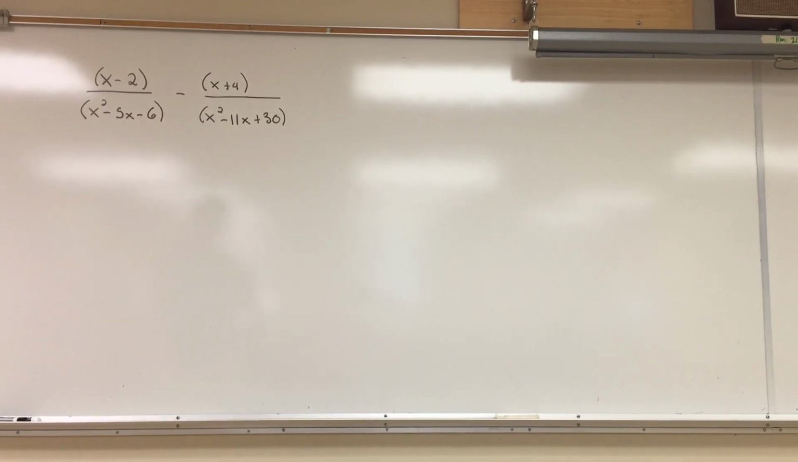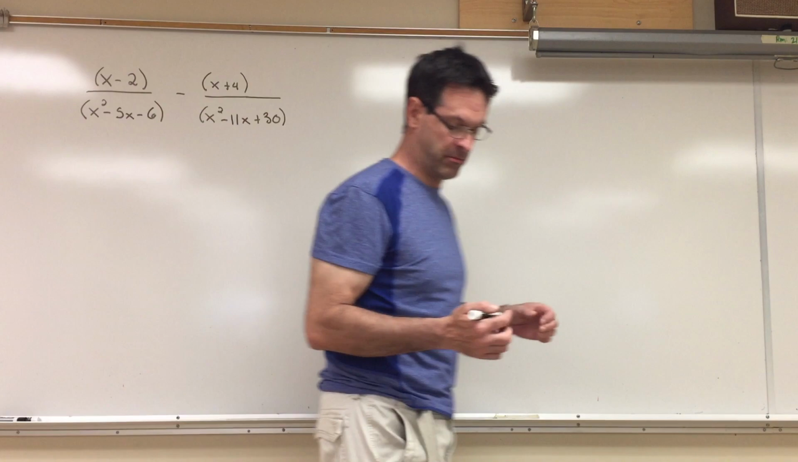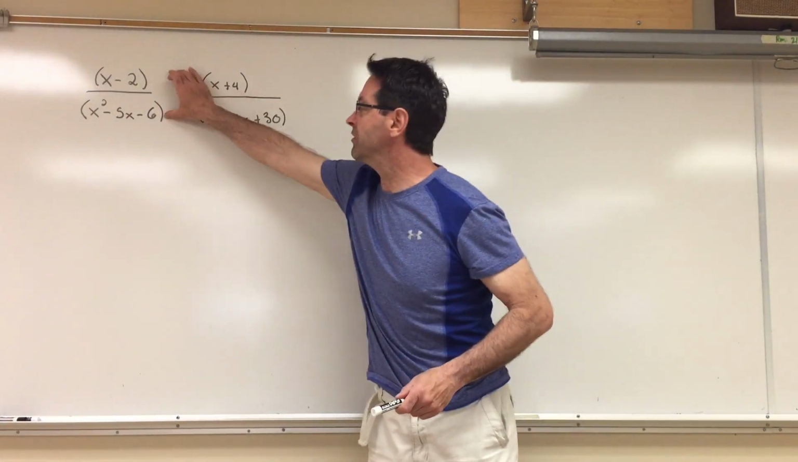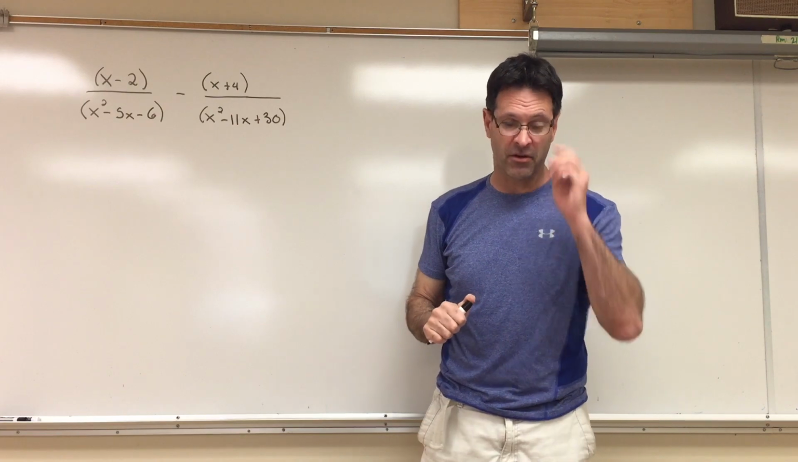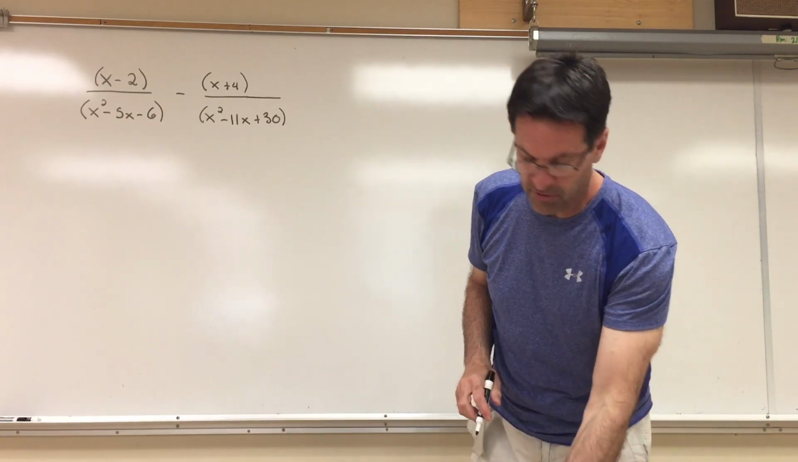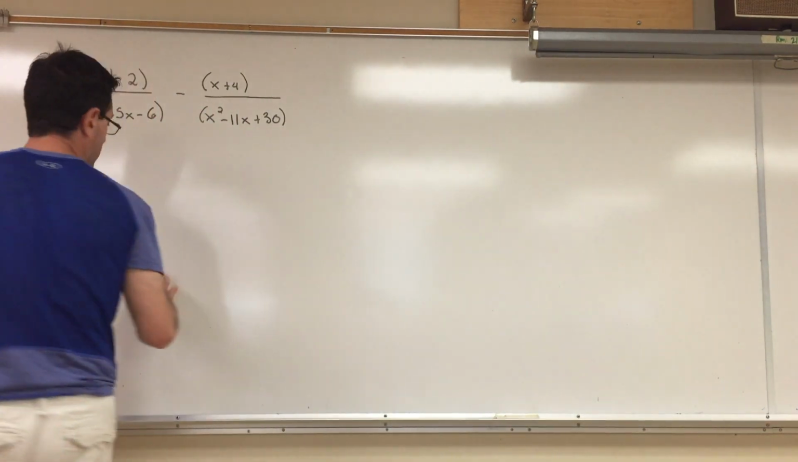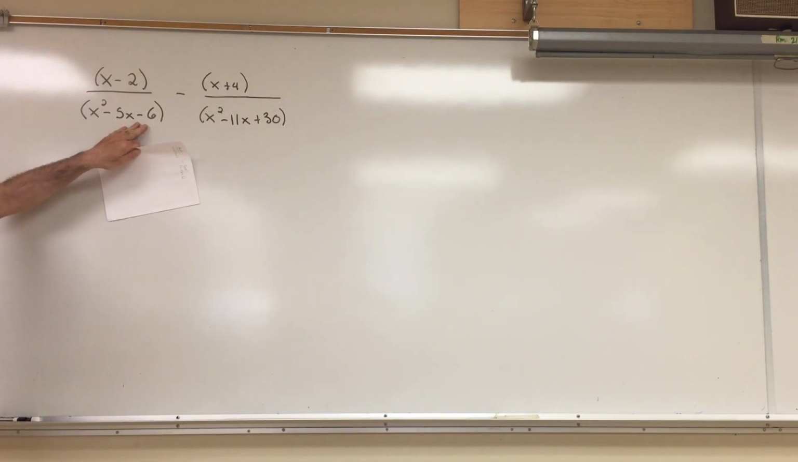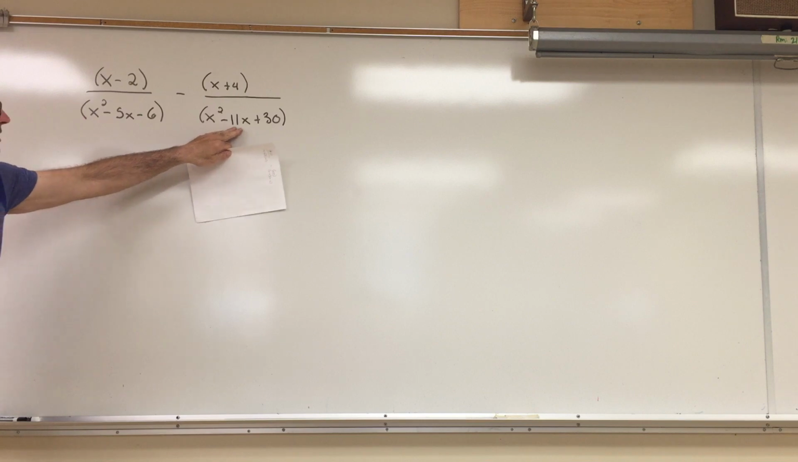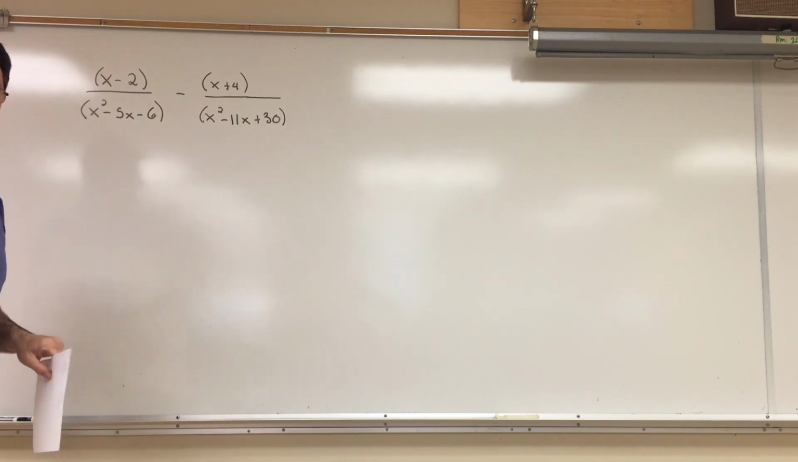Okay, here's another example. And this one's going to get bigger before it gets smaller. We've got two rational expressions that have trinomials in the denominator. So once again, factor your numerators and factor your denominators. And when you do it, you can put this on pause and you can factor x squared minus 5x minus 6, and you can factor x squared minus 11x plus 30. Put it on pause and do that now.